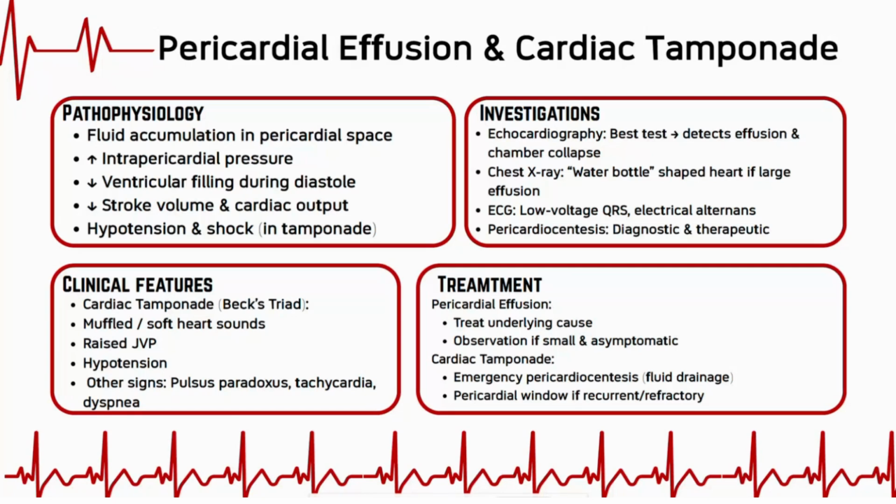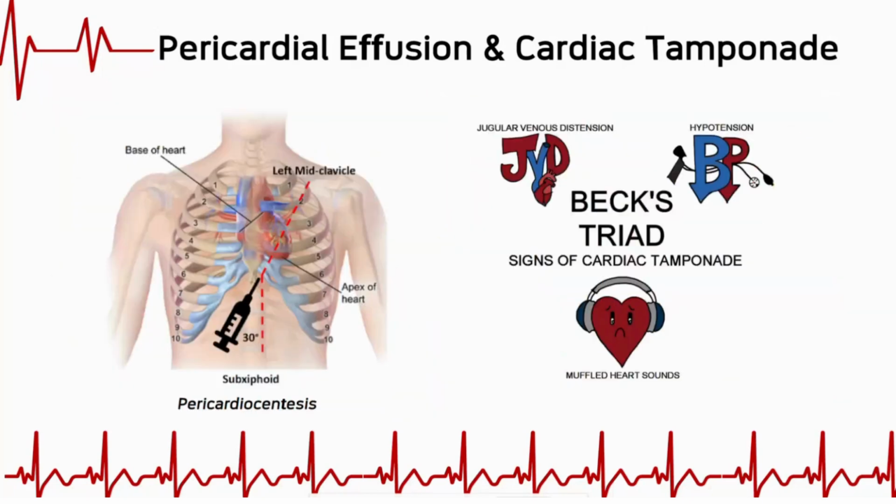Another one is tachycardia. Because the heart is not able to keep up the cardiac output that is required to meet the metabolic demand of the tissues, the heart increases its speed, its heart rate, in an effort to bring out more blood and push more blood into the systemic circulation. And shortness of breath is another sign that we see. So I showed you the Beck's triad already.